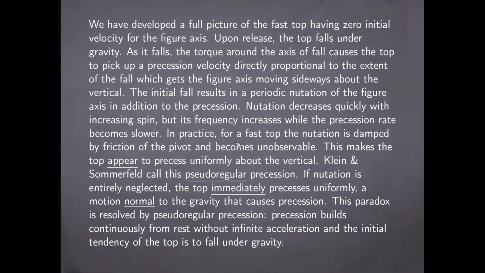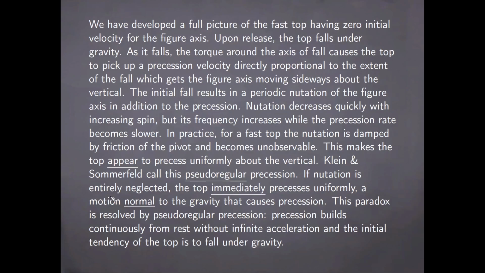In practice, for a fast top, the nutation is damped by friction of the pivot and becomes unobservable. This makes the top appear to precess uniformly about the vertical. Klein and Sommerfeld call this pseudoregular precession.